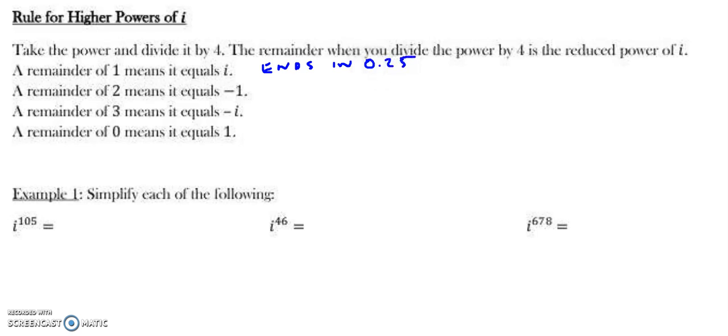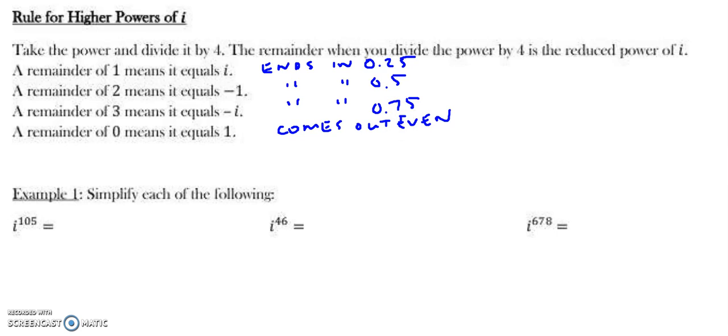If it ends in 0.5, that means we have a remainder of 2. If it ends in 0.75, that means we have a remainder of 3. And if it comes out even, that means that we have a remainder of 0.